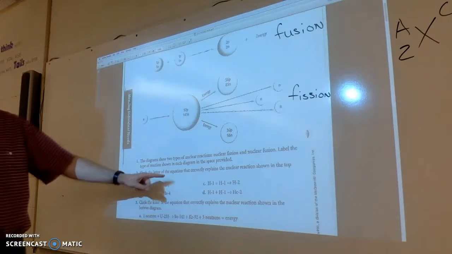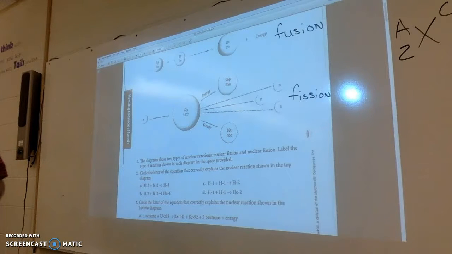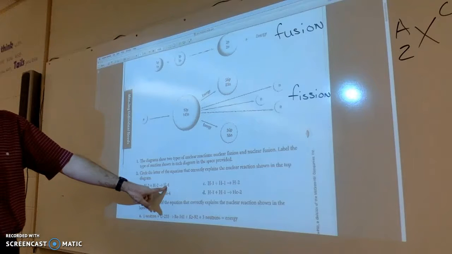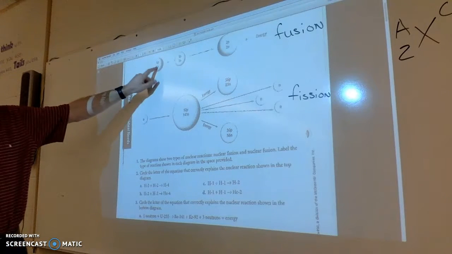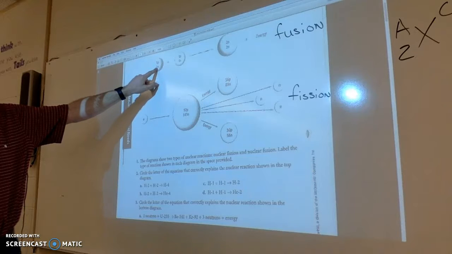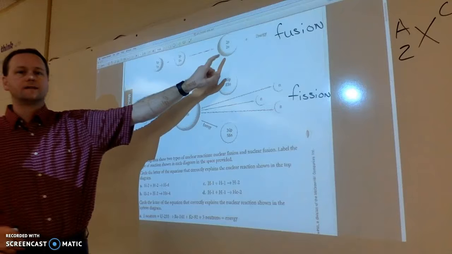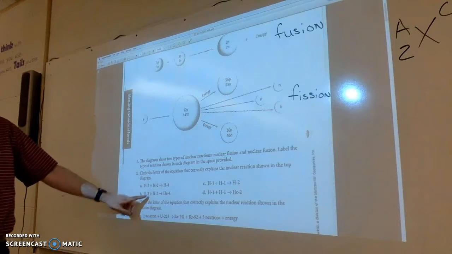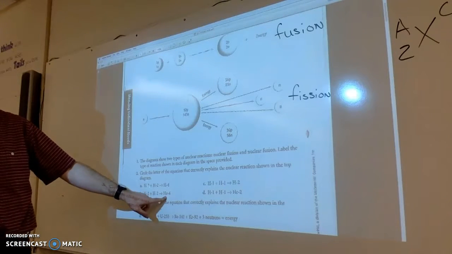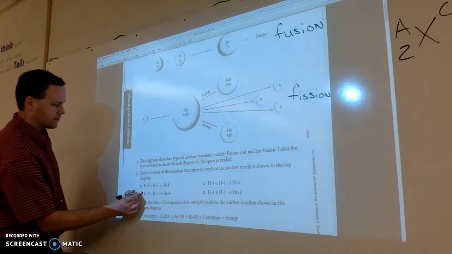Number two says circle the letter of the equation that correctly explains the nuclear reaction shown in the top diagram. Okay, we've got H2 plus H2 makes H4. This is H2, hydrogen 2, right? This is hydrogen 2. That is not hydrogen 4. That is helium 4, so that's not right. How about B? H2 plus H2 makes helium 4. Okay, so B is going to be correct.